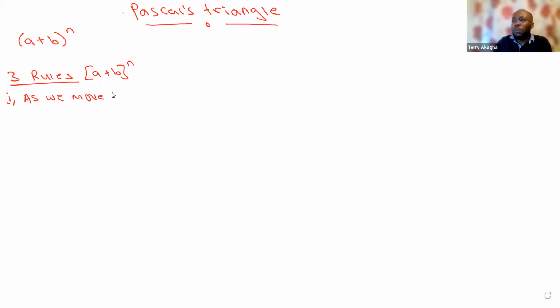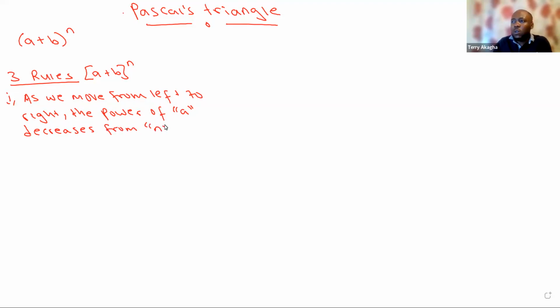So as we move from left to right, the power of a decreases from n to 0. Okay, so as you move from left to right, the power of a decreases from n to 0.